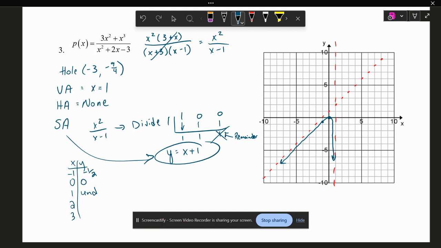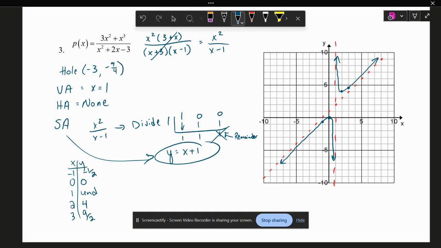And then if I plug 2 in here, I get 2 squared, which is 4, over 2 minus 1, which is 1. So I'll end up with 4. And 3 squared is 9. 9 over 3 minus 1 is 9 over 2. So 2, 4, and 3, 4.5. And there's my graph.